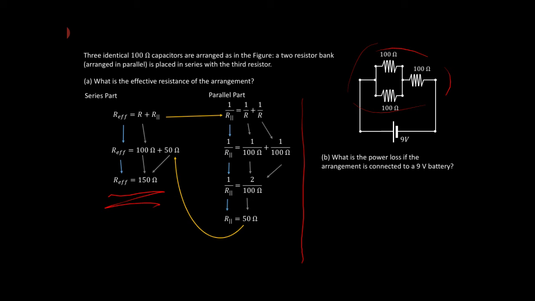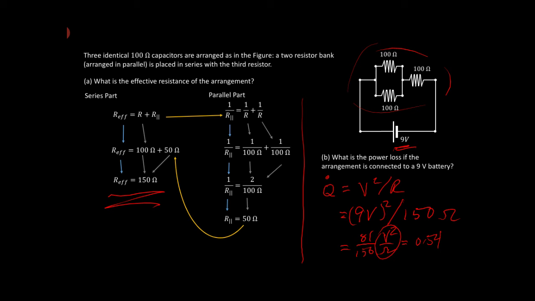Last thing I want to do is actually look at the power loss, like I said. And that rate of heat generation, the power loss, is V squared over R. I've connected this to a 9-volt battery, so that's 9 volts squared over the resistance that I just calculated, which was 150 ohms, which is 81 over 150 volts squared over ohms. 81 over 150 is 0.54, and volts squared over ohms is, it turns out, watts.